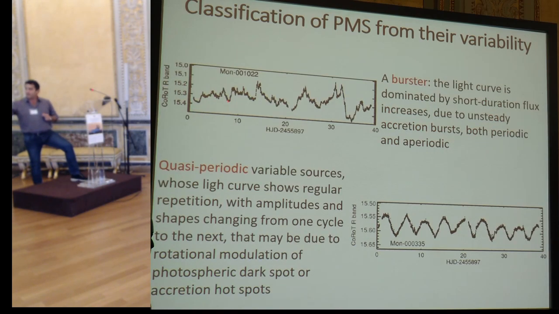You can have bursts, in which the light curve is dominated by these very narrow but bright bursts, which are due to accretion. And these are not stable accretion, because stable accretion will produce a light curve like this. These are unstable accretion. So again, by looking at the light curves, you're able to understand the main characteristic of accretion. These quasi-periodic light curves are due to stable accretion, producing stable hotspots in the photosphere, which are modulated by the rotation of the star.